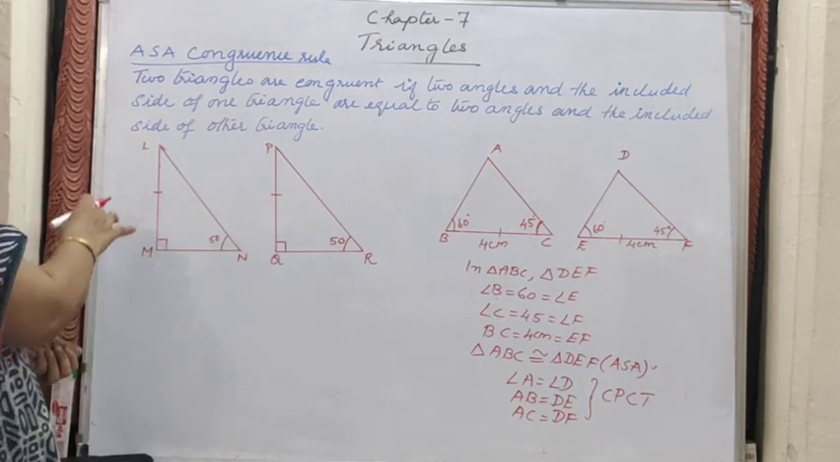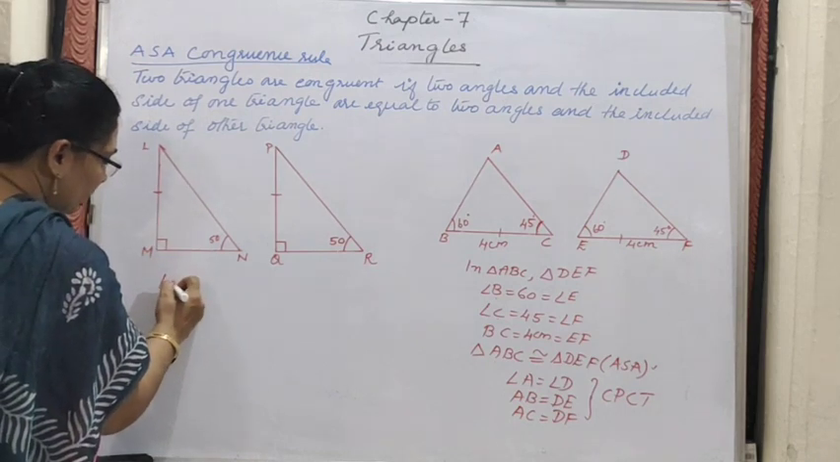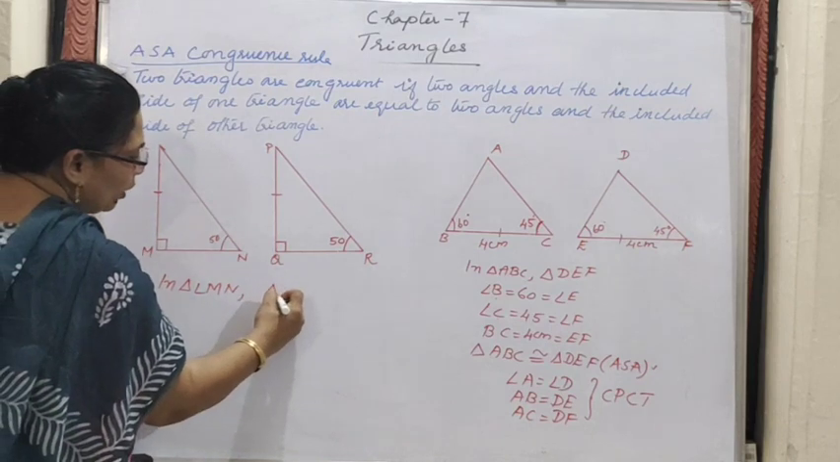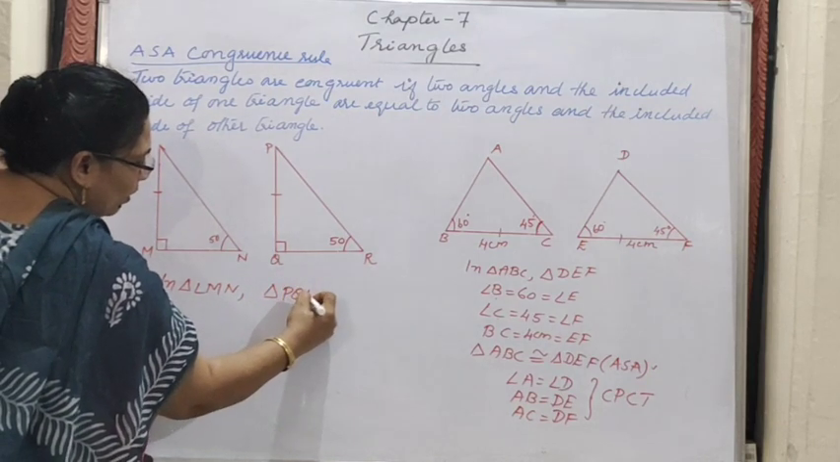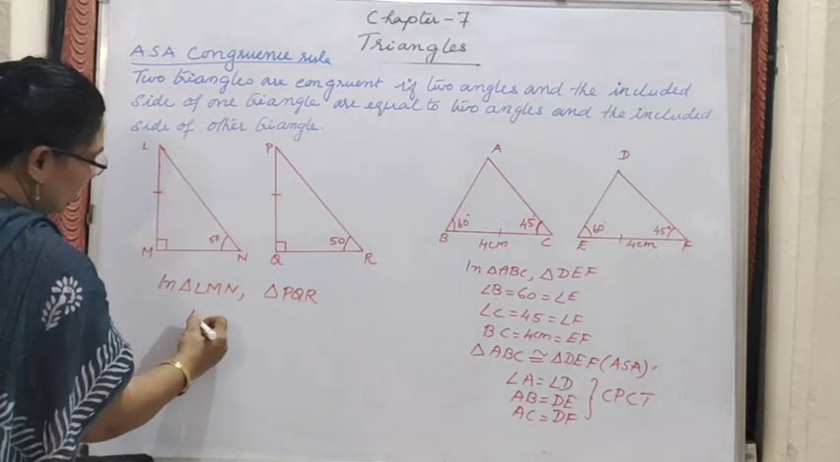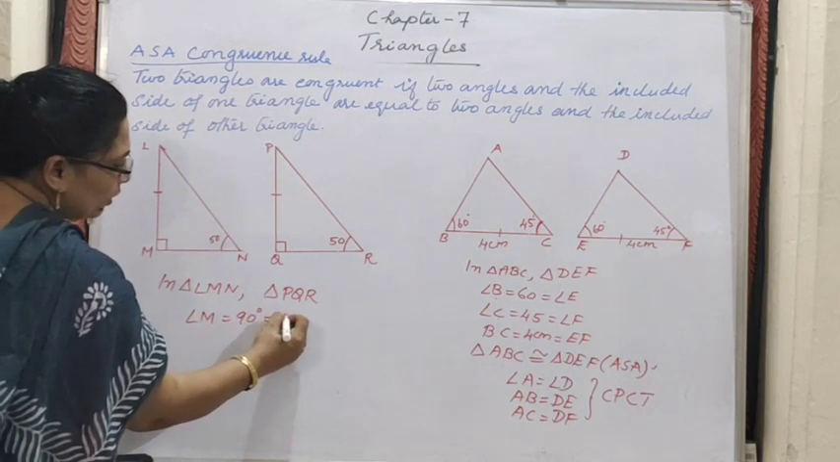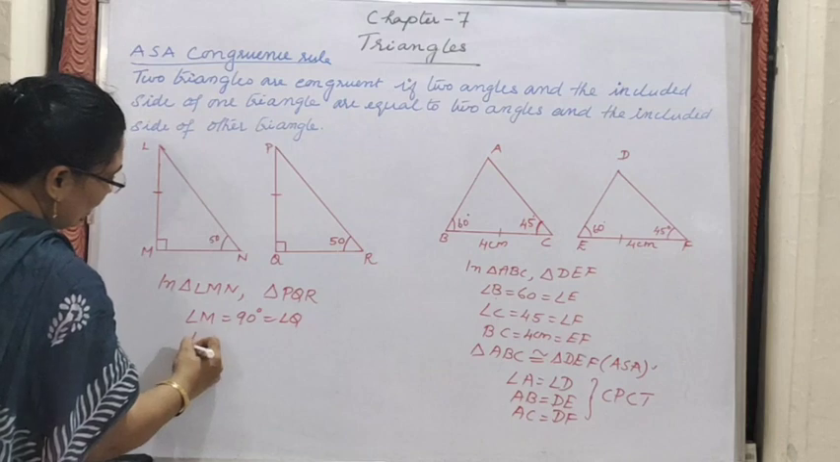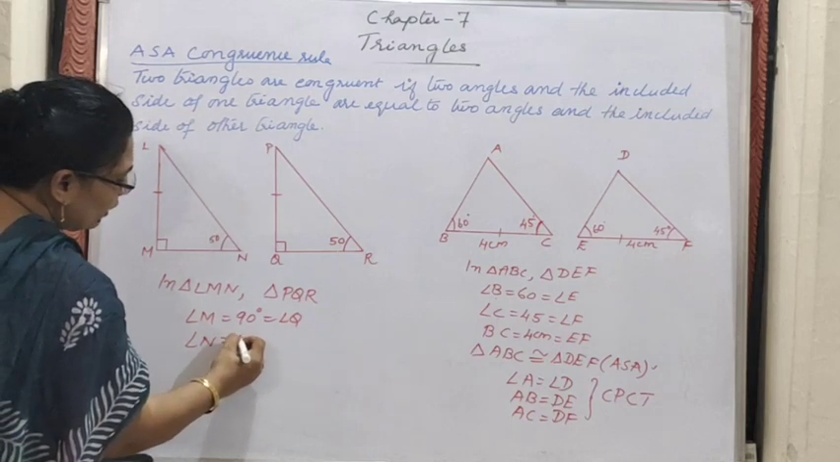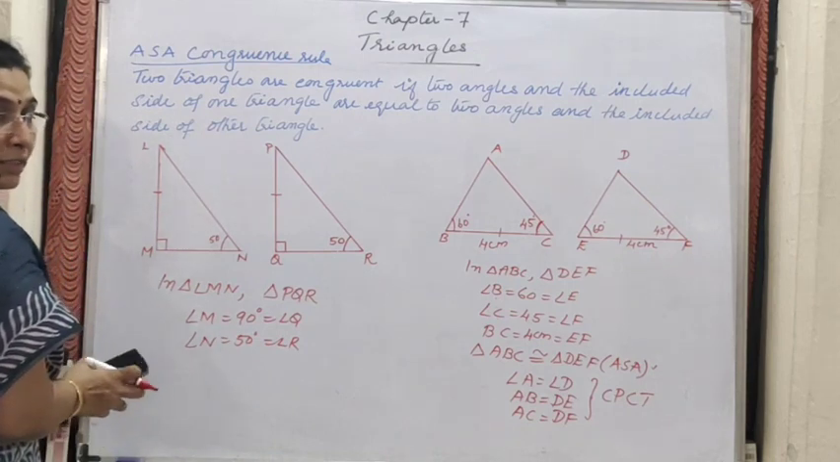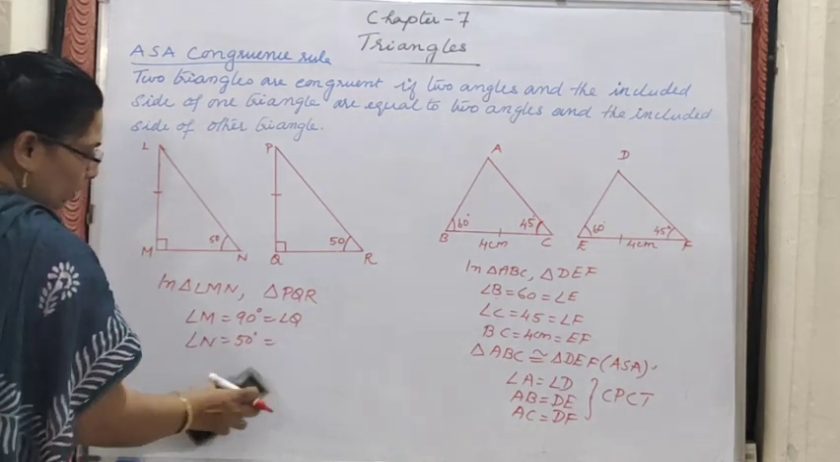See, in triangle LMN and a triangle PQR, okay, what is angle M is given? Angle M is equal to 90 degree. It is equal to angle Q. Similarly, angle N equal to 50 degree. It is equal to angle R. Right? It is equal to angle R only.